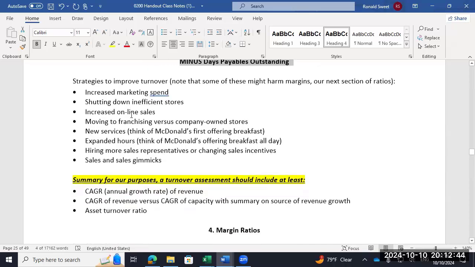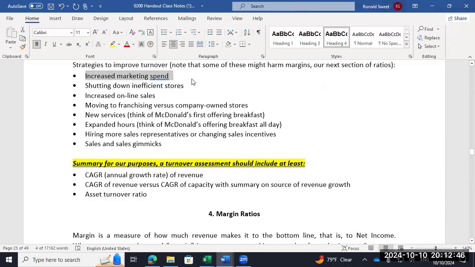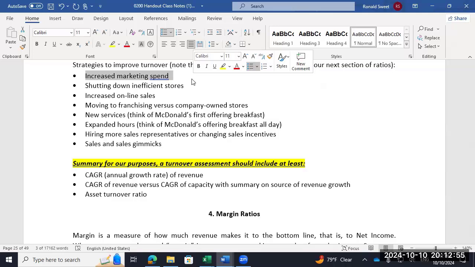So how do you improve turnover? You could spend more on marketing, but that might hurt your margins, but it's going to help your revenue. So you've got to ask, is it worth the spend? You can shut down inefficient assets. General Motors shut down Europe. Europe wasn't working for them. Their sales are going to drop, but the assets they had dedicated to that are going to drop as well. Increase online sales. That's what I was talking about with USAA with that online product. People are just coming and buying it. We're not having to do anything. It's like free money. That's kind of great.